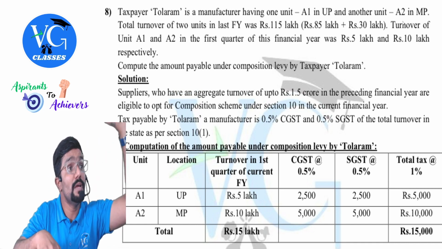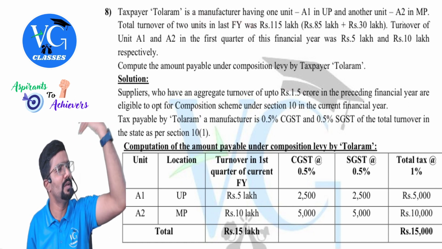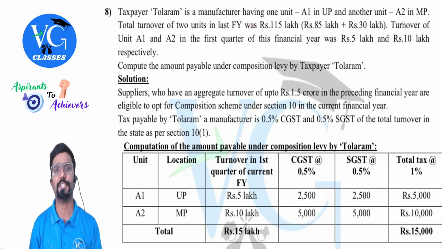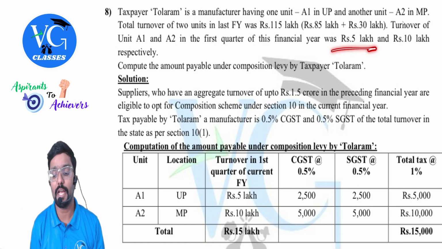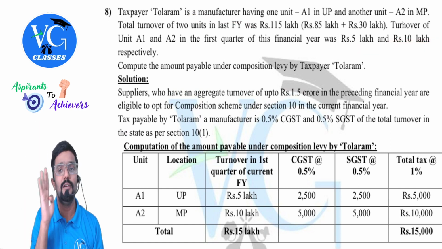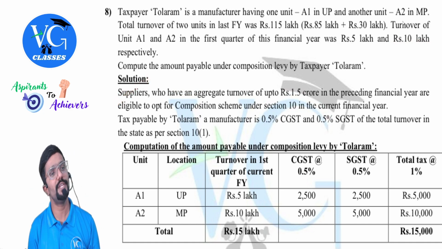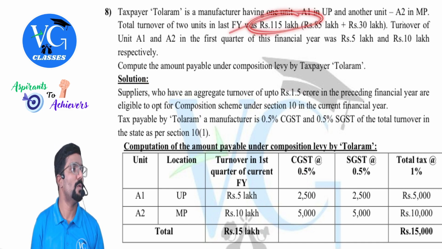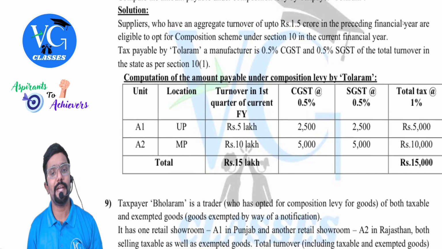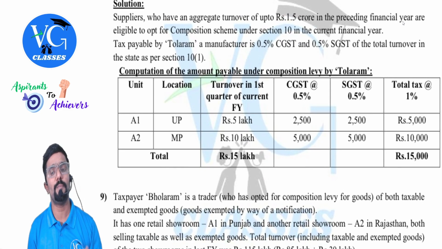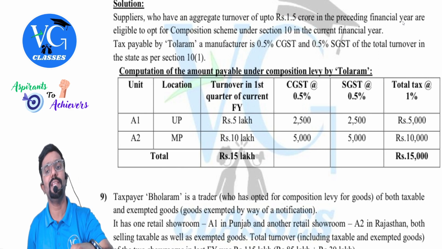Guys, who is Tolaram? Manufacturer. Anyway, in the question, they didn't mention taxable and exempt turnover and all. They have just given turnover. Let us apply it. So, what is the current turnover in the first quarter of the current year? 5 lakh, 10 lakh. First, is he eligible? Yes, because last year turnover is within 1.5 crore. Suppliers who have an aggregate turnover of up to 1.5 crore in the preceding financial year are eligible to opt for the composition scheme under section 10 in the current financial year.